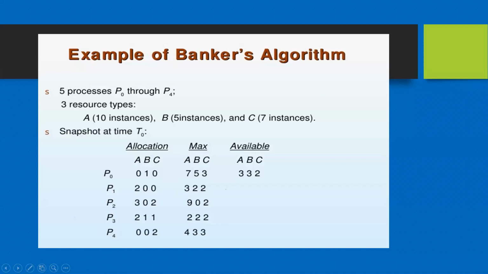A has 10 instances, B has 5 instances, and C has 7 instances. At the start, when P0 came, the values for A, B, C were 7, 5, and 3, and P0 was allocated 0, 1, 0. So this is the allocation and maximum available chart. Now, the available matrix at the end is shown after allocation.